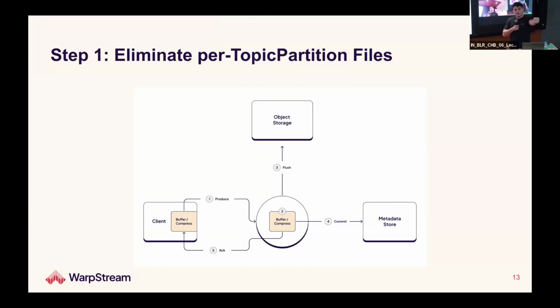But if you write to WarpStream and then you get a success back and then you write again, the second write is guaranteed to have offsets higher than the previous write. So it's externally consistent, if that makes sense.